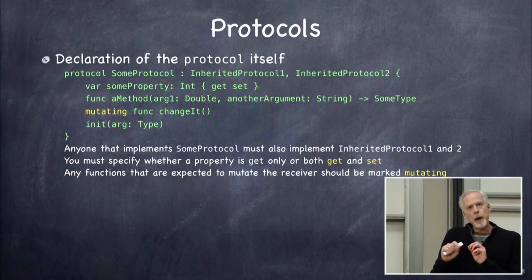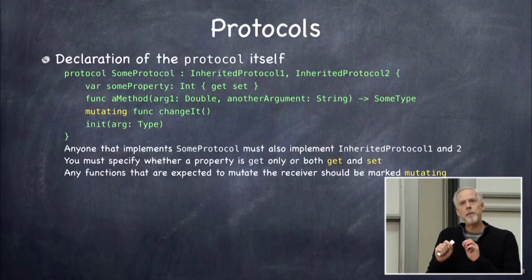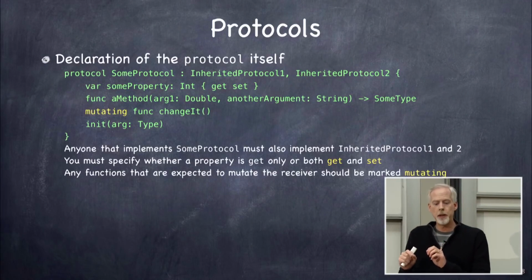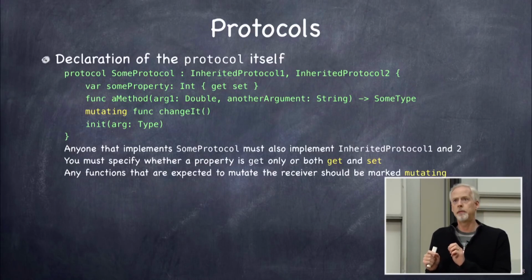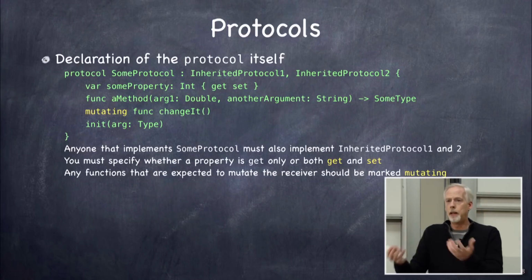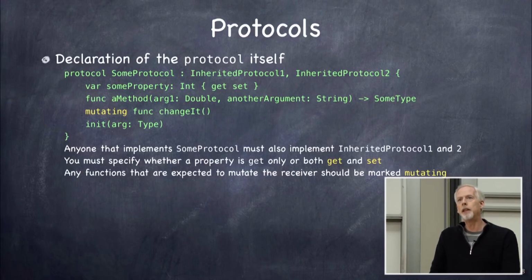Any methods that you have in your protocol that might be implemented by a struct and modify the thing have to be marked mutating, of course, right? Because again, Swift needs to know, oh, this method might change the thing that implements it. Now, there's a little trick if you want.